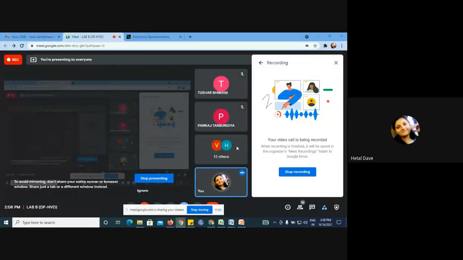Okay, so here we can start our today's lab. As we have completed experiment 5 in our previous lab, today we need to see our experiment 6.